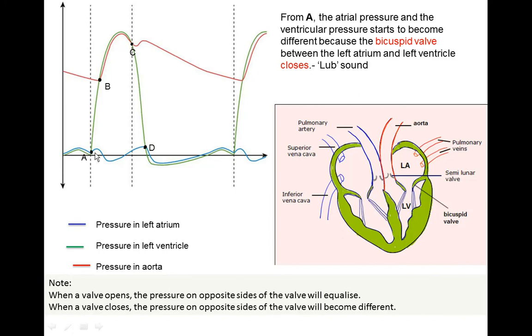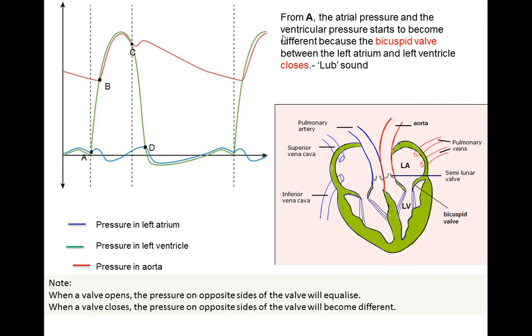But what happens at A? At A, the pressure in the left ventricle and the pressure in the left atrium becomes different. So, when the pressure in the left ventricle and the pressure in the left atrium becomes different, it means that this valve is closed. So we can say that from point A, the atrial pressure and the ventricular pressure starts to become different because the bicuspid valve between the left atrium and left ventricle is closed.